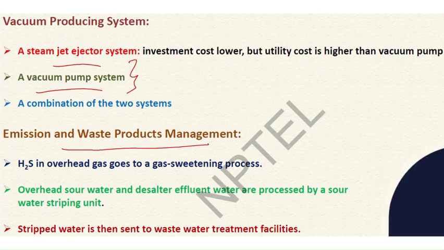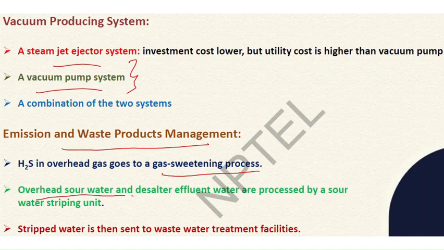Then emission and waste product management. Waste product, basically, is hydrogen sulfide. If a huge amount of sulfur is present in our crude oil, then H2S is formed, and the gas sweetening process needs to be done. Otherwise, as I told earlier in the last week also, the huge presence of sulfur may cause corrosion in our storage tanks as well as in the distillation column. So for that purpose, the gas sweetening process is done.